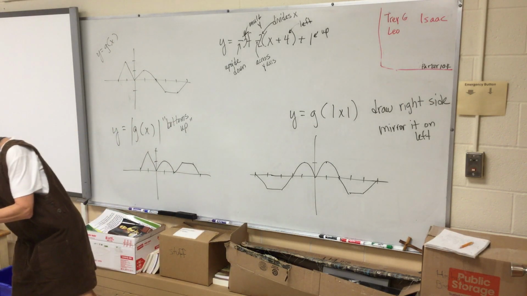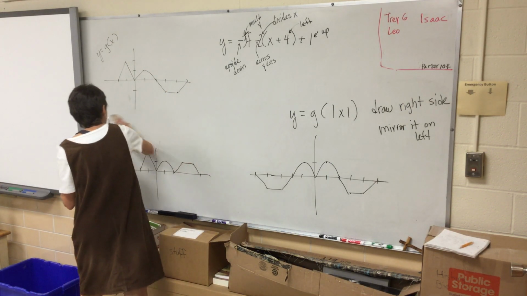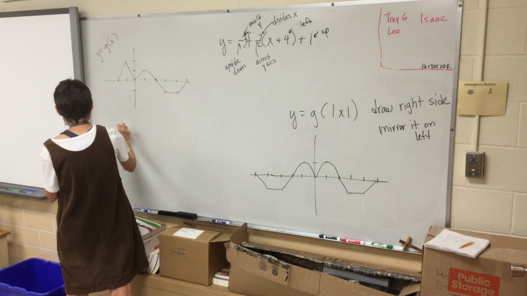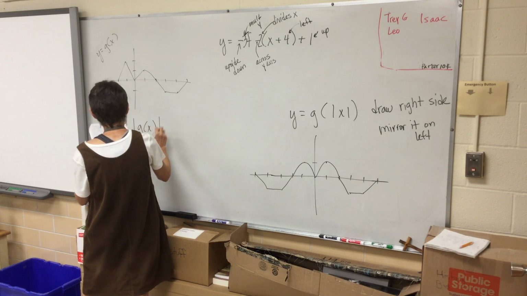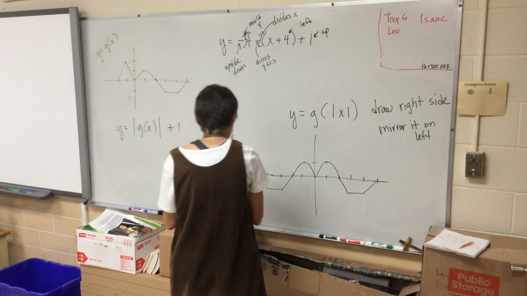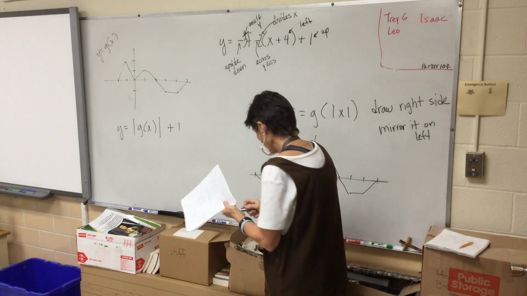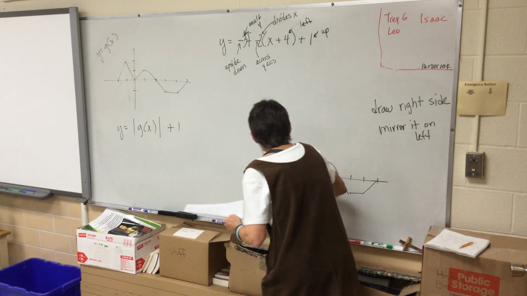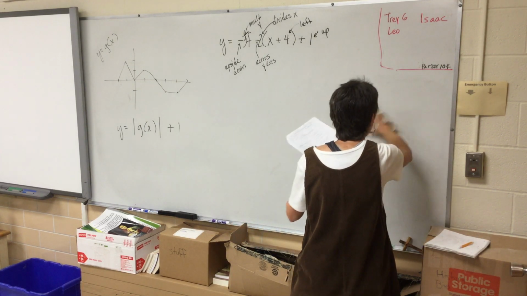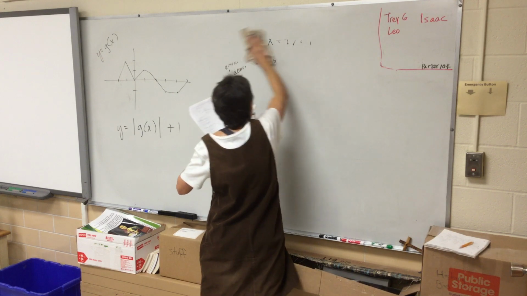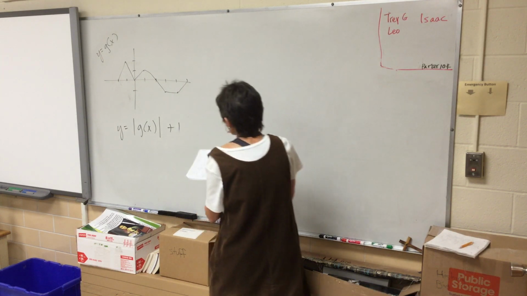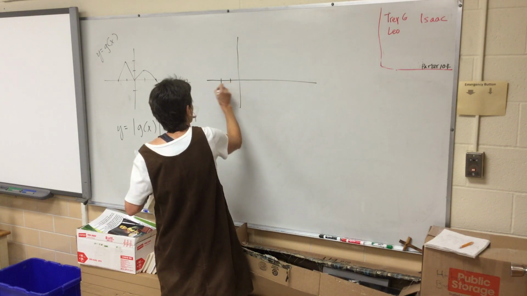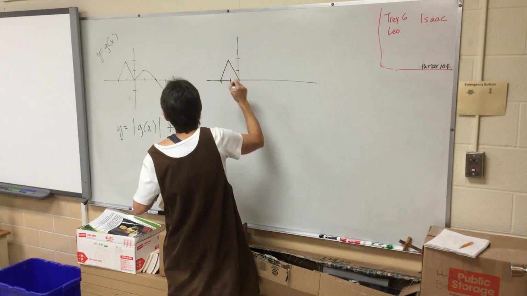Problem C says take the absolute value and move it up one. Now, the order that you do this is important. We're going to do the absolute value first. Now, it is the absolute value of the whole thing. So remember, the absolute value of the whole thing is bottoms up, right? So I'm going to start by doing that. So bottoms up.